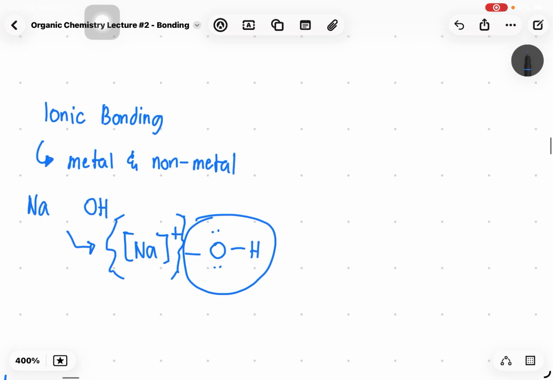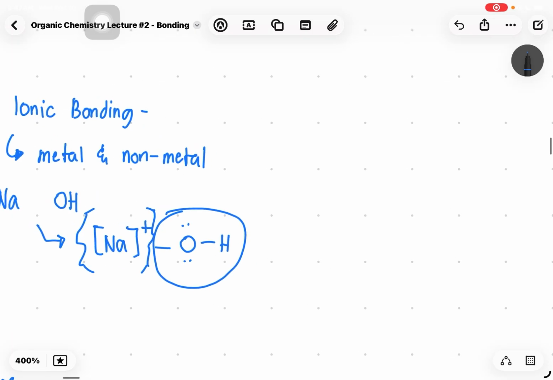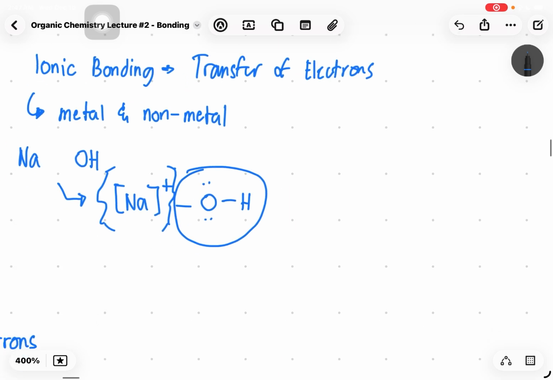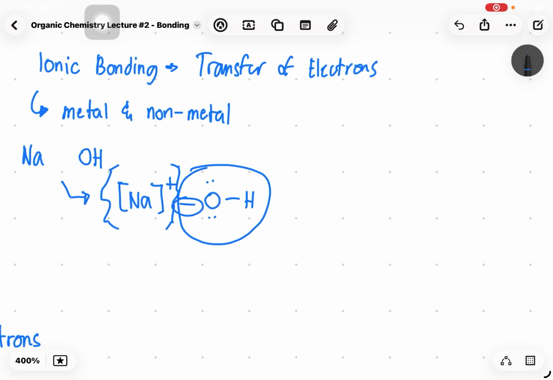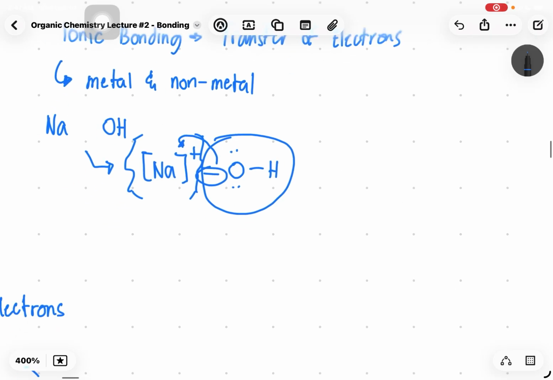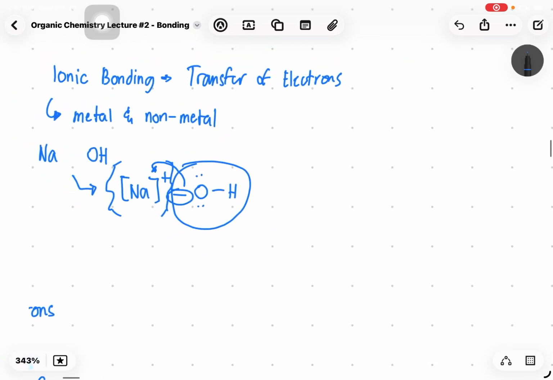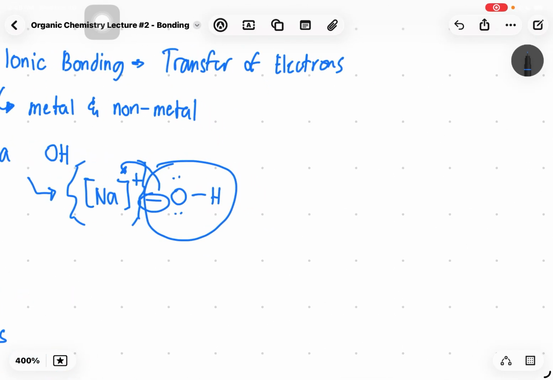But the main thing here is we have to know that ionic bonding is not the sharing of electrons, it's the transfer of electrons. So this bond right here, it's not a shared bond, rather it's the transfer of an extra electron to the more positive side or the more electrophilic side to allow those two to bond. And that's basically ionic bonding.